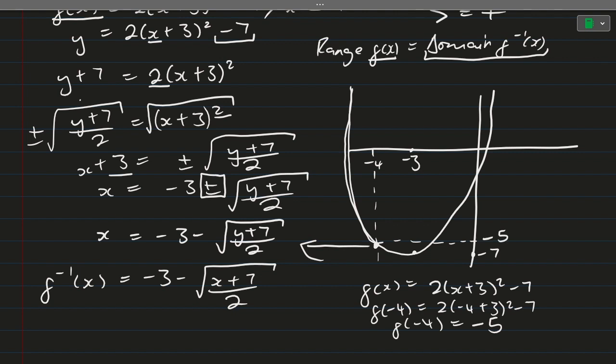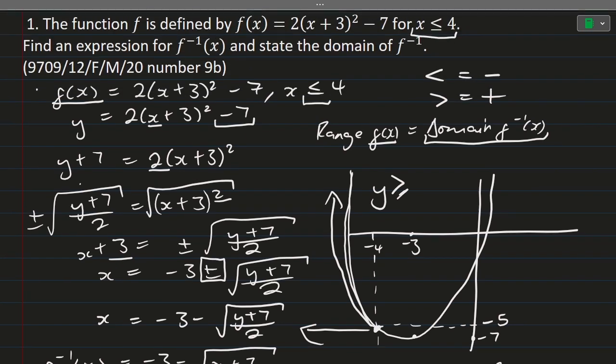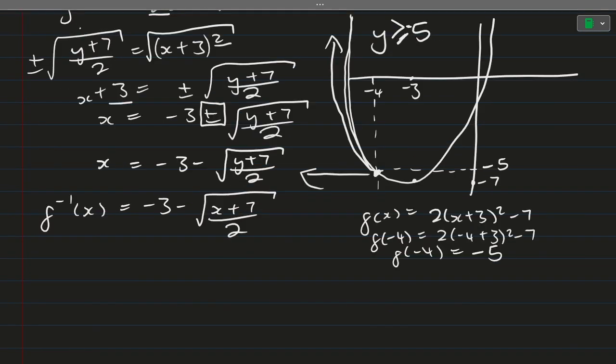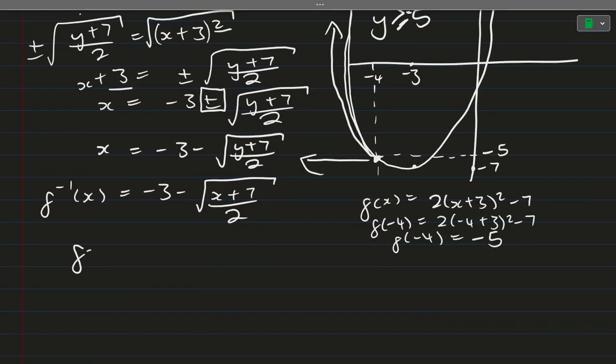So it means our range, the y values that we're going to get from this function, start from negative 5 and they increase going upwards. So it means our range would be y is greater than or equal to, remember that the domain that they defined has an or equal to sign, so it means y is greater than or equal to negative 5. So that means the domain of f inverse is x is greater than or equal to negative 5, and this would be our final answer.